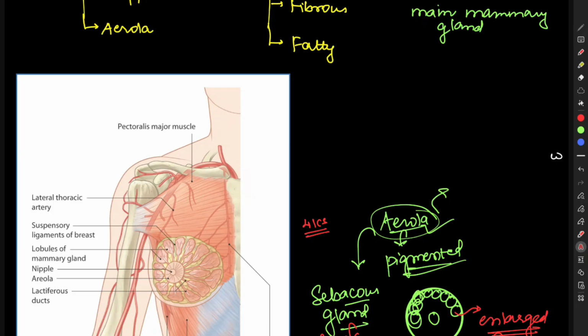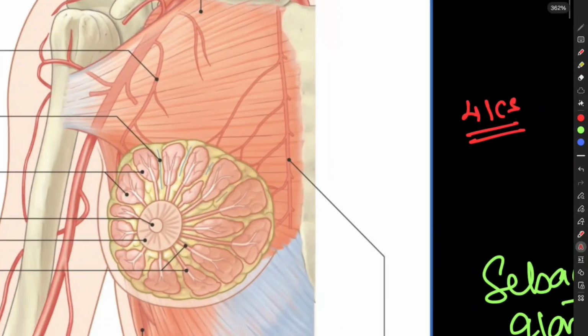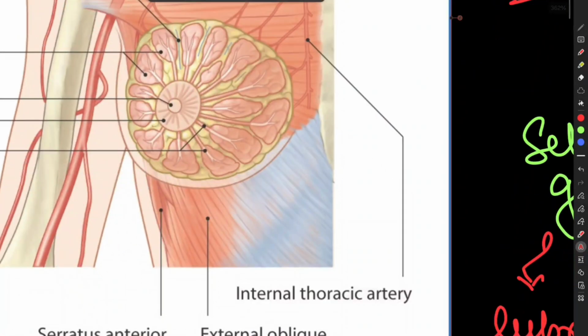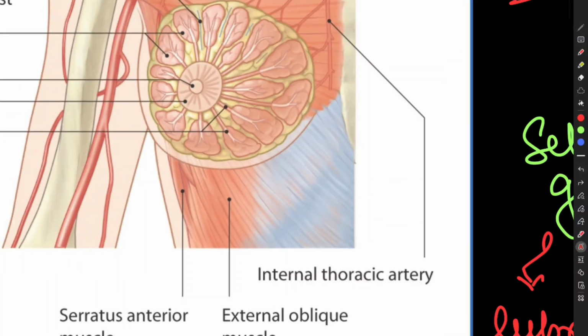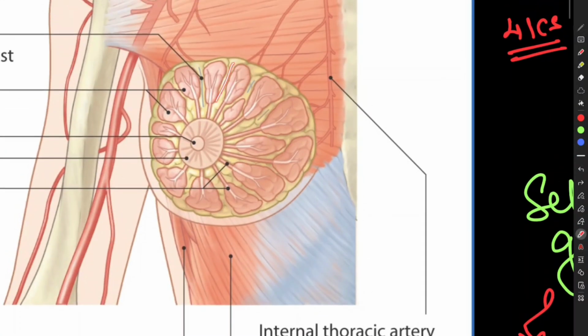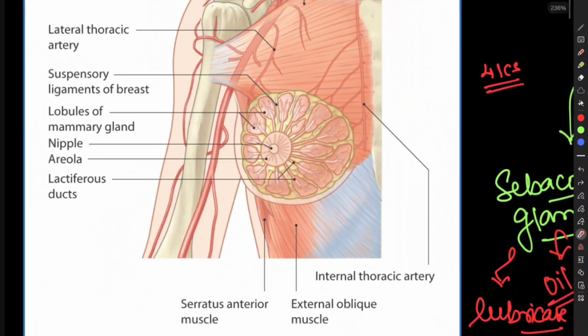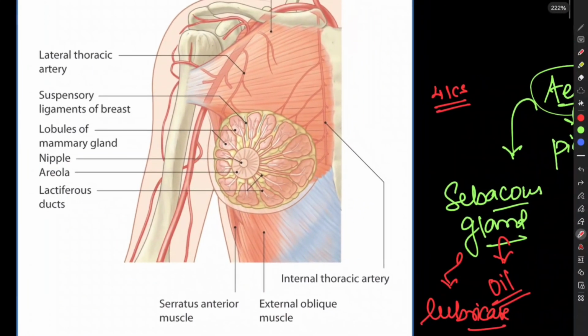So, in the stroma, if I explain with the diagram, this yellow part is basically our fatty stroma, whereas the extensions you see in between are our fibrous stroma. This fibrous stroma forms septa like this. Now what are the septa called? They are called the suspensory ligament of Cooper, or the ligament of Cooper.